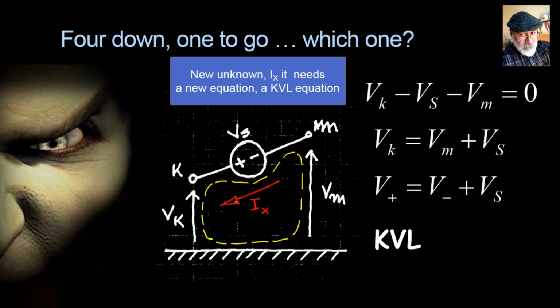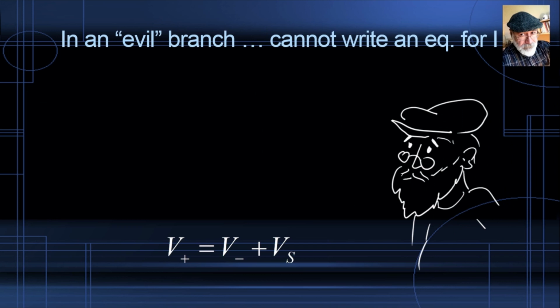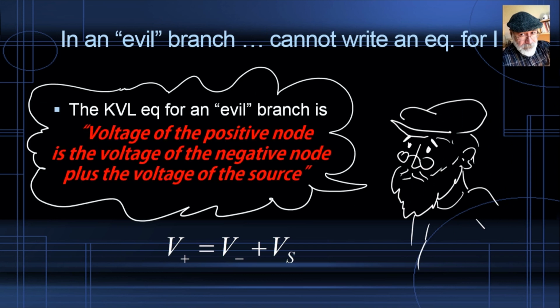But out of shock value, we're going to be calling that in this course an evil equation. V plus is V minus plus the value of the source. So that is the equation introduced by an evil branch, eh? Why evil? Evil because we cannot write an equation for its current. Let's summarize what is a KVL equation for an evil branch. The voltage of the positive node is the voltage of the negative node plus the voltage of the source.